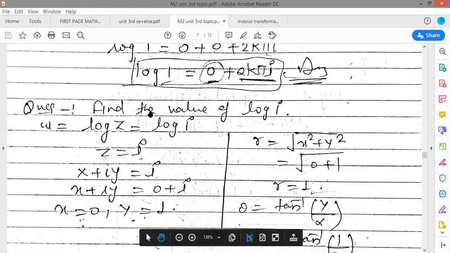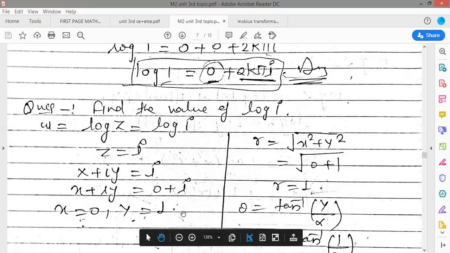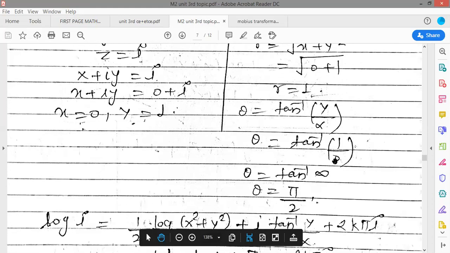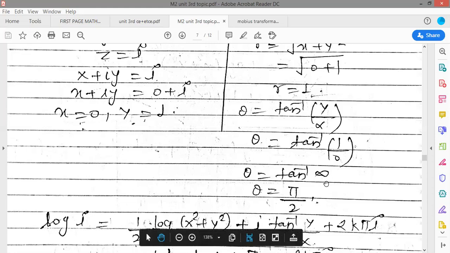So same as before, w is equal to log z is equal to log i. So z is equal to i. So x plus iota y is equal to i. Then x is equal to 0 and y is equal to 1. So just first find r is equal to square root of x square plus y square. So r is your 1. Next theta we need, so theta is equal to tan inverse y upon x. So tan inverse 1 by 0, that means tan inverse infinity, and tan inverse infinity value is at angle pi by 2.